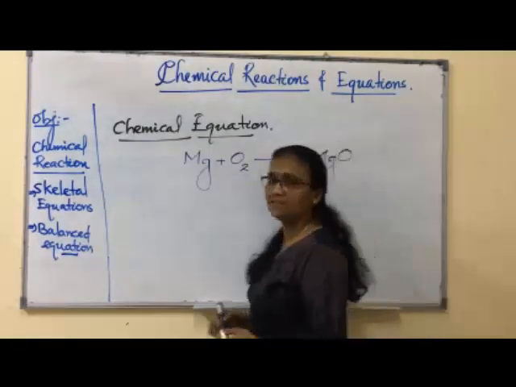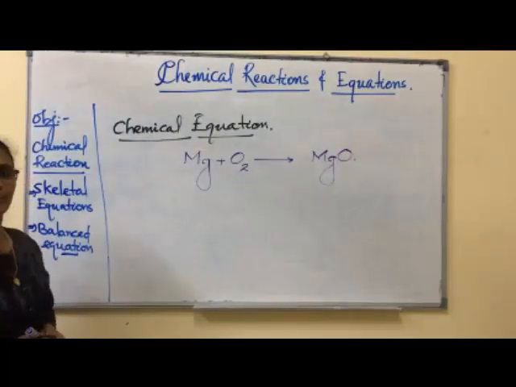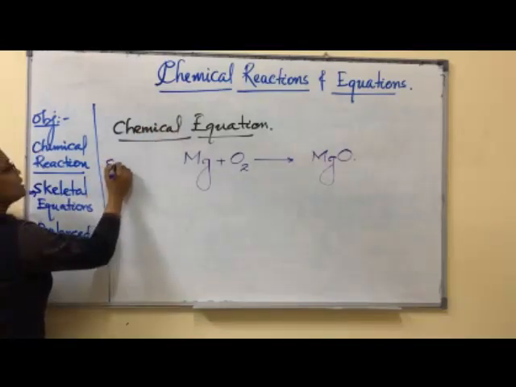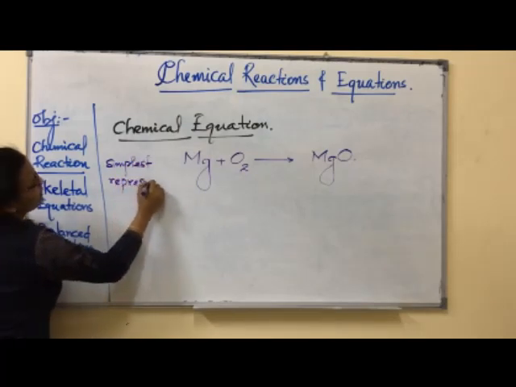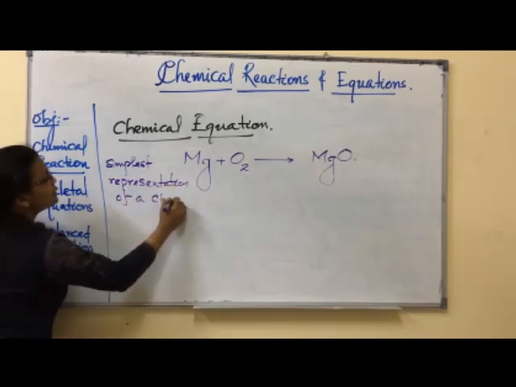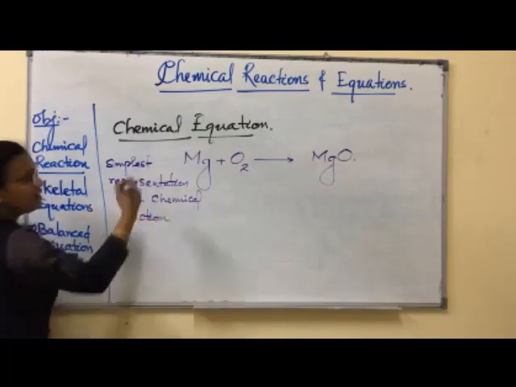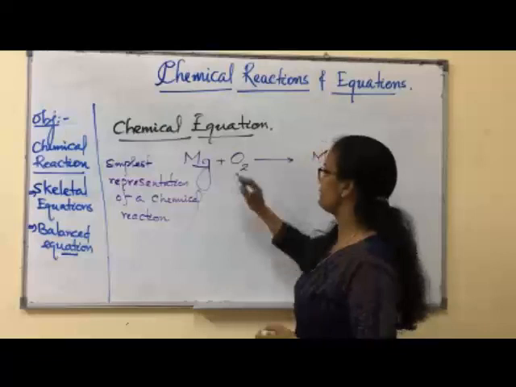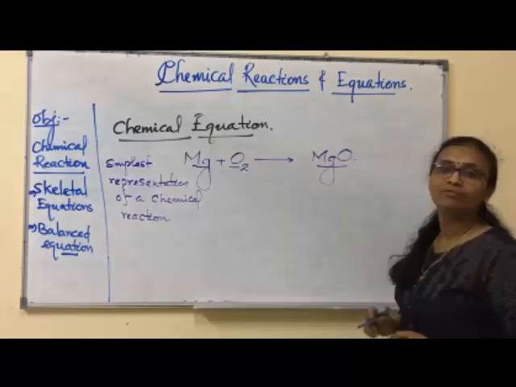So, what is this? This is a chemical equation. How can we define a chemical equation? It is the simplest representation of a chemical reaction. How? In terms of symbols of atoms, or symbols of molecules, or symbols of compounds.